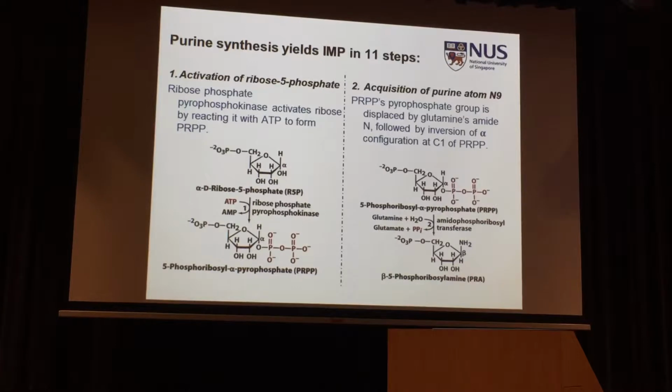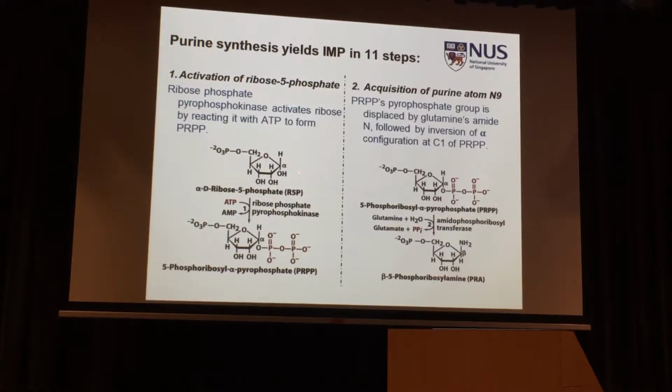For purine synthesis, the base is built upon the ribose 5-phosphate. So the starting material is the ribose 5-phosphate. You will notice it is slightly different from pyrimidine. Pyrimidine is the other way around: you build the base first. But over here we start with the phosphate, the ribose phosphate.